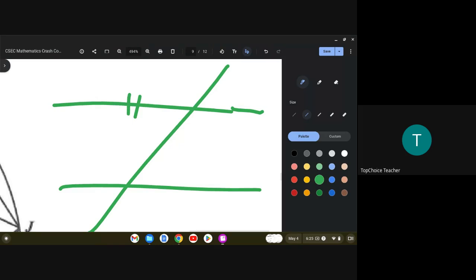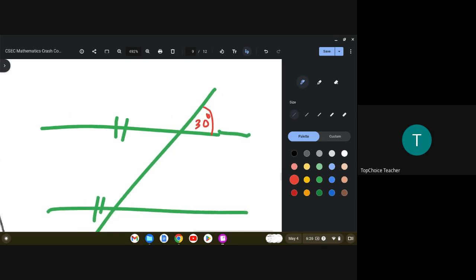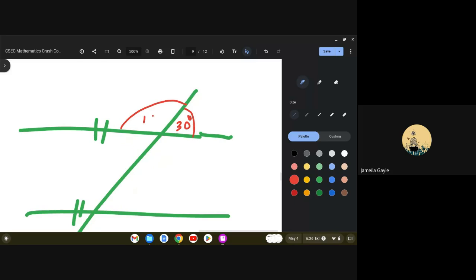These lines are parallel to each other. Let's say I tell you that this angle here is 30 degrees, right? Can you figure out what this angle here would be? Let's see. Take your time. 150. And how did you come to that answer? 180, angles on a straight line. Because it's a straight line. Very good.